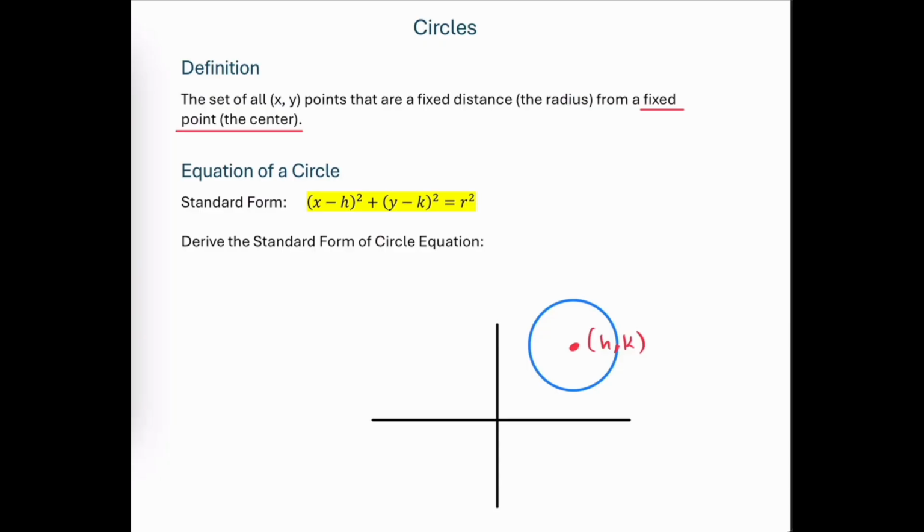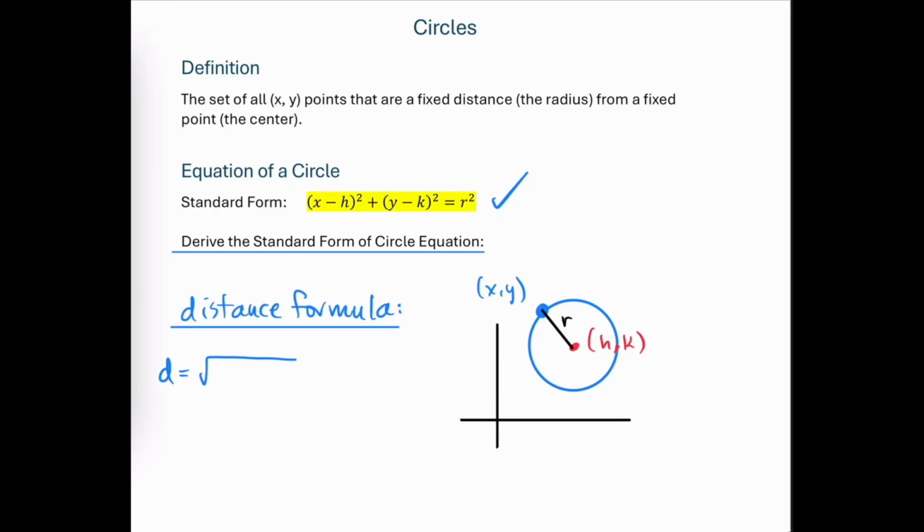So we're looking for the collection of all the (x, y) ordered pairs that are the same distance, or a fixed distance, away from the center point. And that fixed distance is called the radius of the circle. In order to derive the standard form of the equation of the circle, which is this formula right here, we'll begin by reviewing the distance formula.